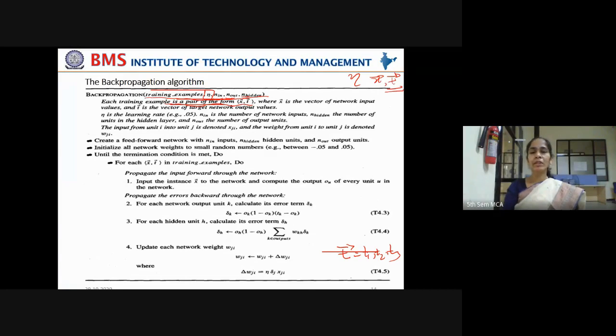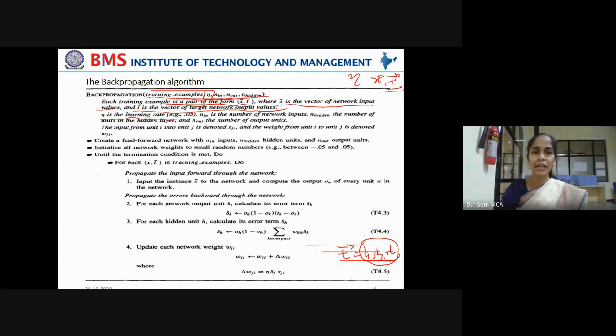I'm talking about the real life scenario where you may come across multiple outputs, not a single output. In that case, the target has to be represented as a T vector, not as a simple T. Where X bar is the vector of network input values and T bar is the vector of target network output values. If there are multiple outputs, then you get a target vector. Now eta is the learning rate, this line.